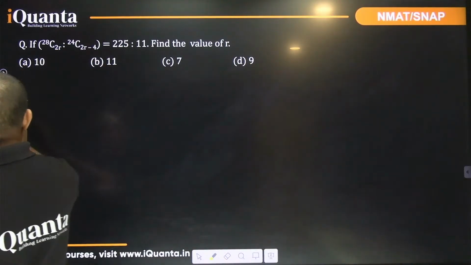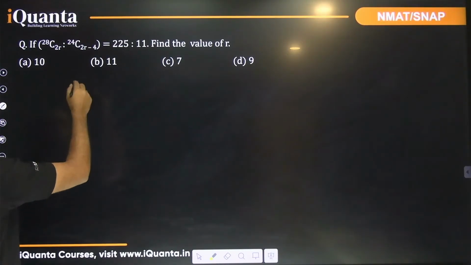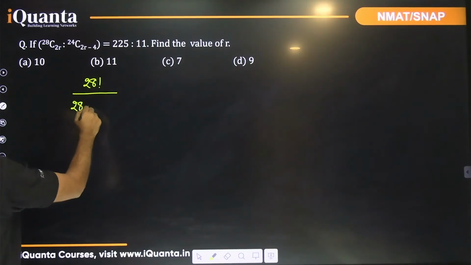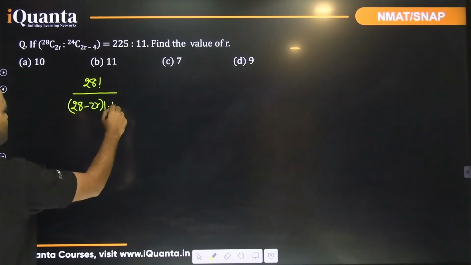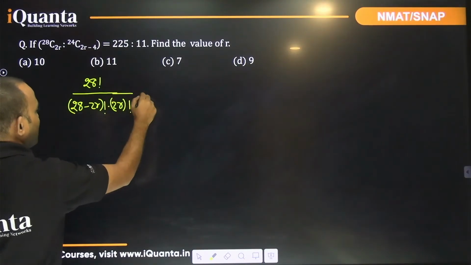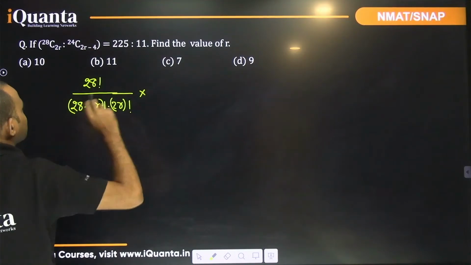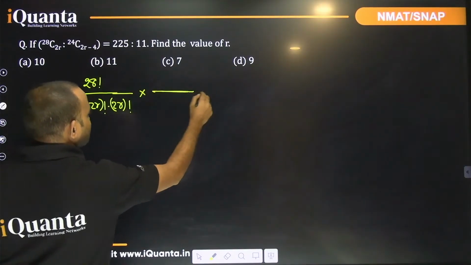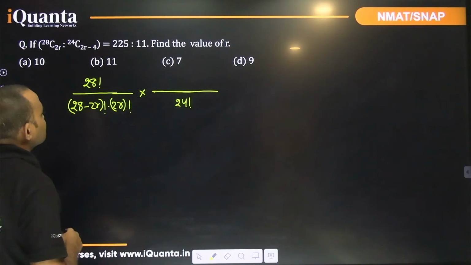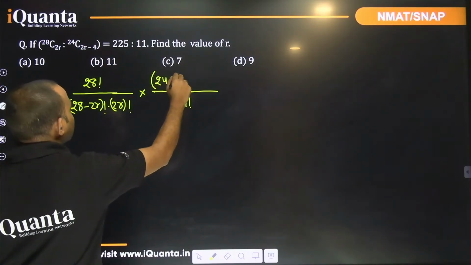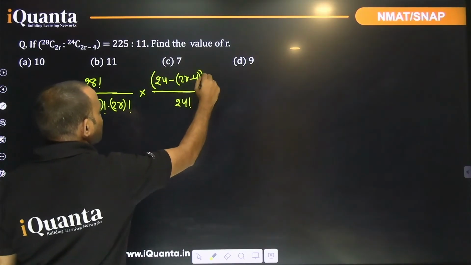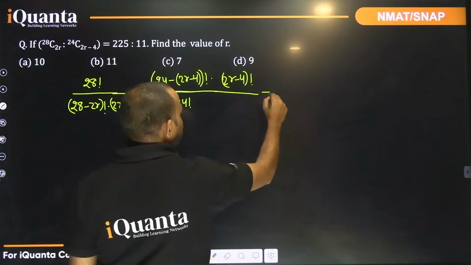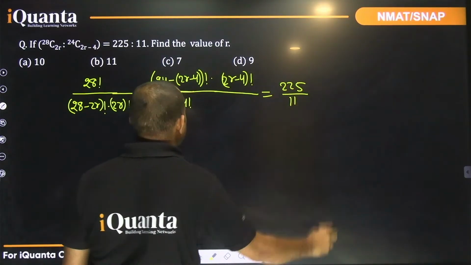Akul, it's not a difficult question. See, 28C2R, can I write it as 28 factorial upon 28 minus 2R factorial into 2R factorial, and this divided by this, in denominator it will be 24 factorial, then 24 minus 2R minus 4 factorial into 2R minus 4 factorial. This is equal to 225 upon 11, right?